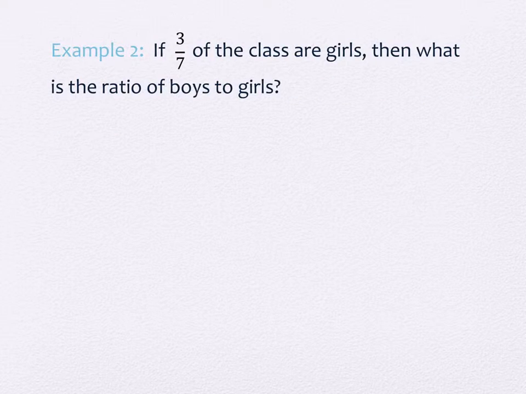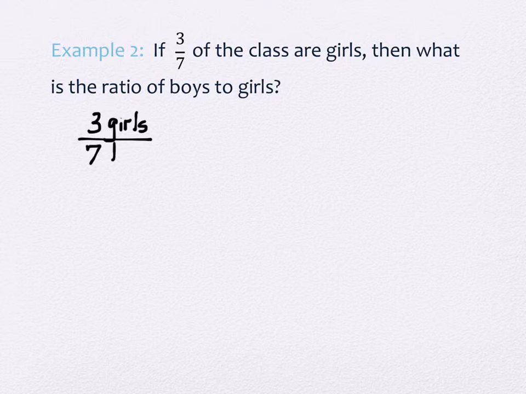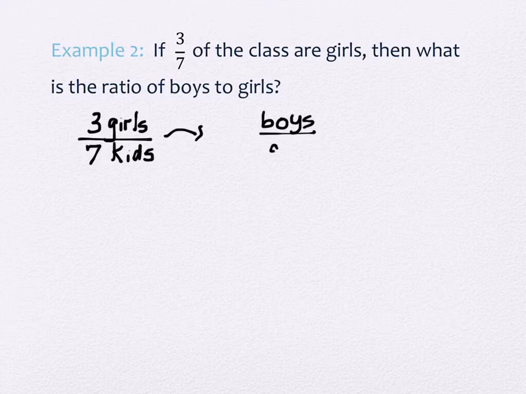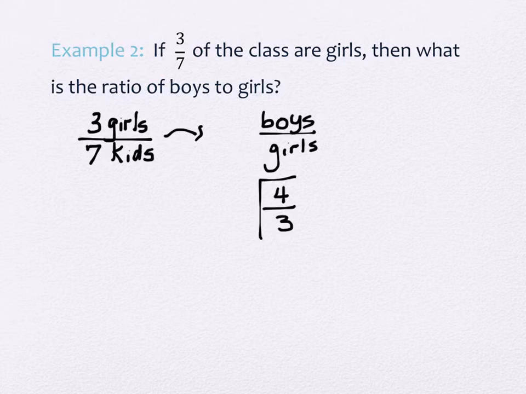All right, we're going to go the other direction now. What if you have 3/7 of the class are girls? Then what is the ratio of boys to girls? So we have 3 girls to 7 kids total. So what is the ratio of, and be careful about how it's being worded, the ratio of boys to girls? What is it? 4 to 3. There are 4 boys for every 3 girls in a group of 7, or something of that nature.